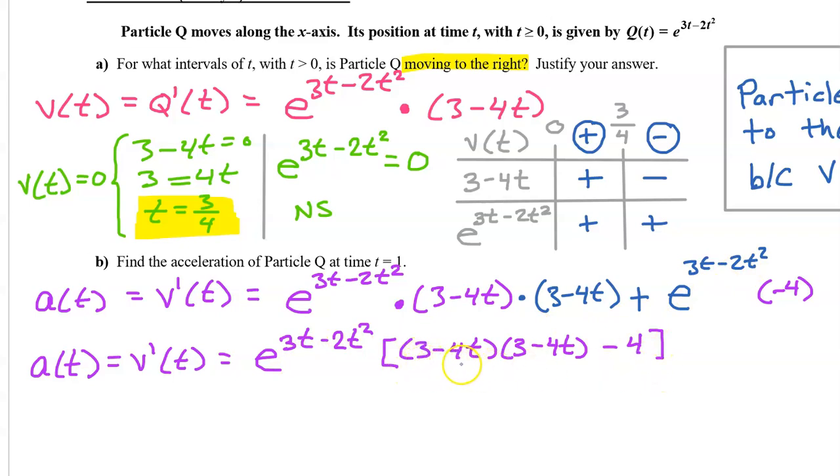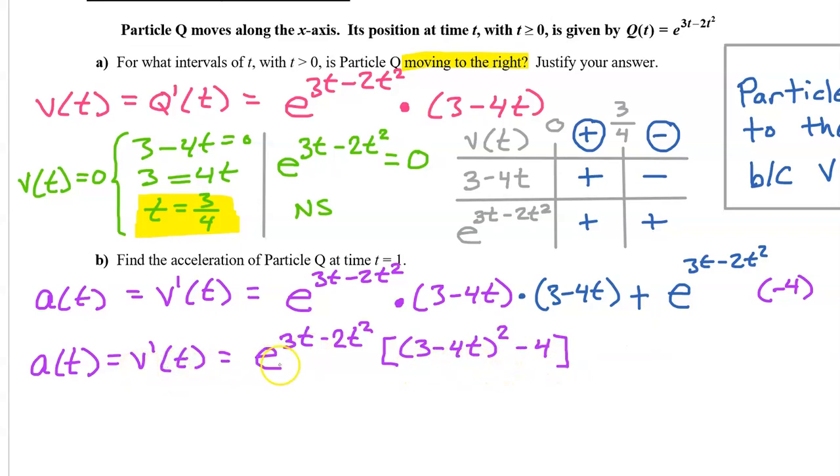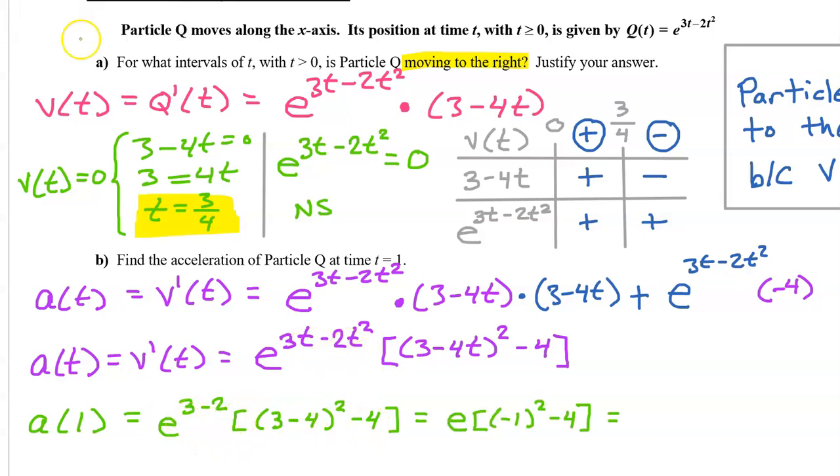Of course, 3 minus 4t times 3 minus 4t is 3 minus 4t squared. So now we can use this equation to find the acceleration at time t equals 1. We will just substitute 1 for all of these t's. Replacing all the t's with 1's, we get this, which equals this. Negative 1 squared is positive 1, minus 4 is negative 3. So we end up with negative 3e.